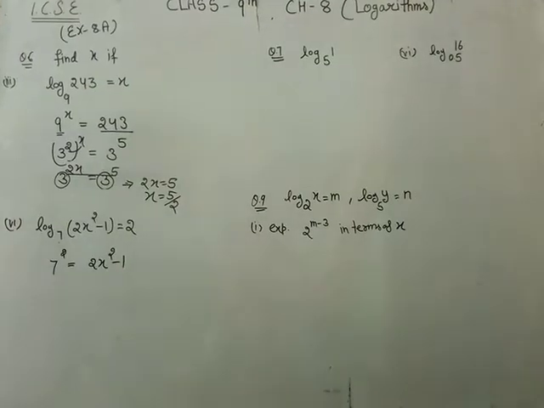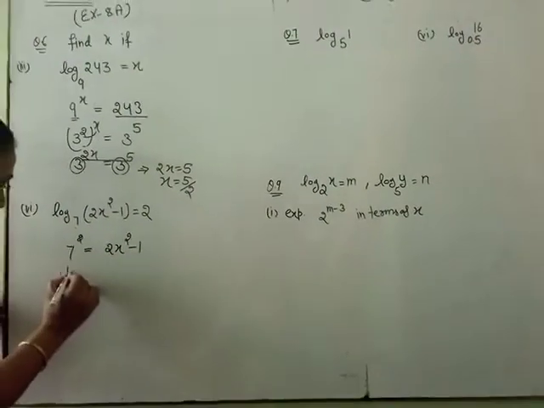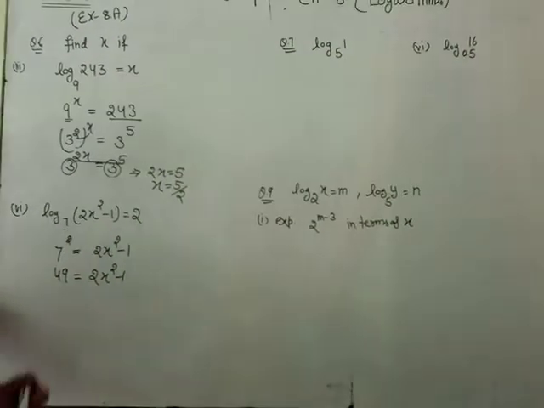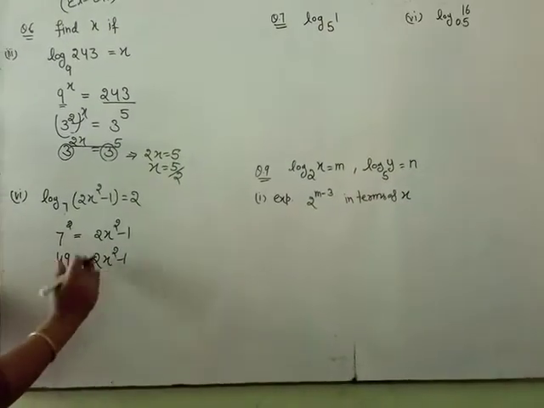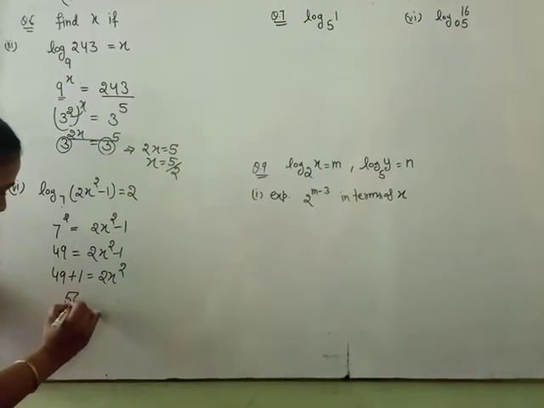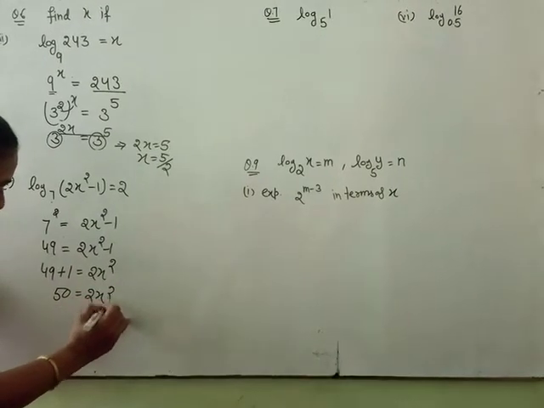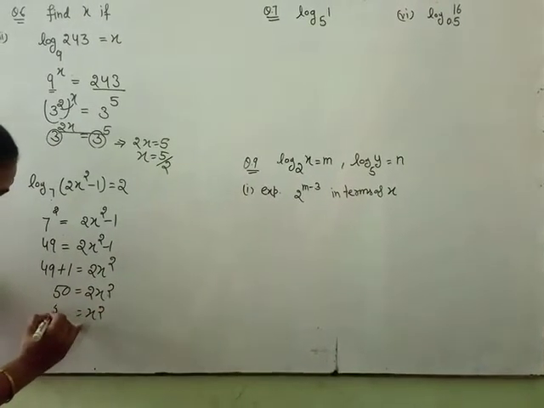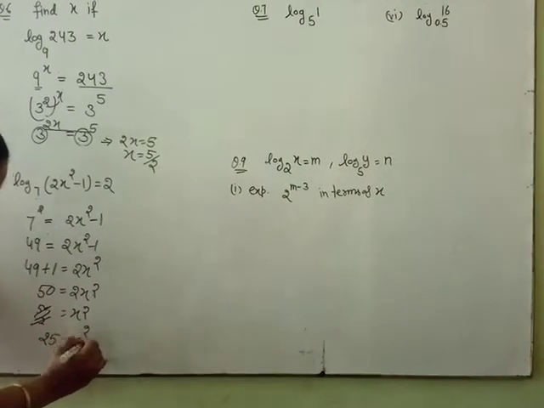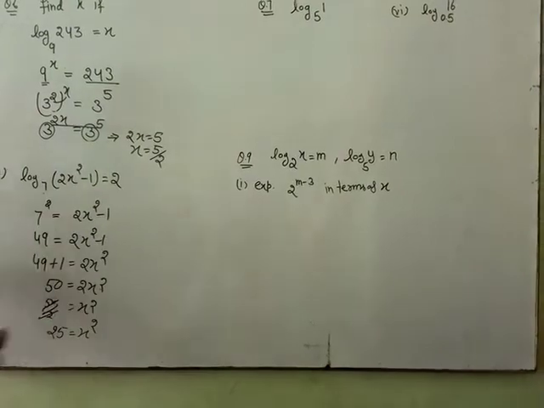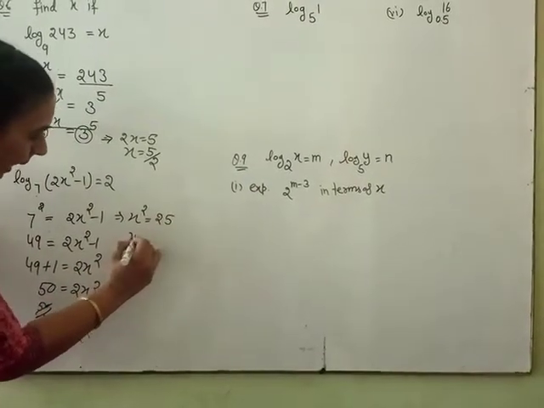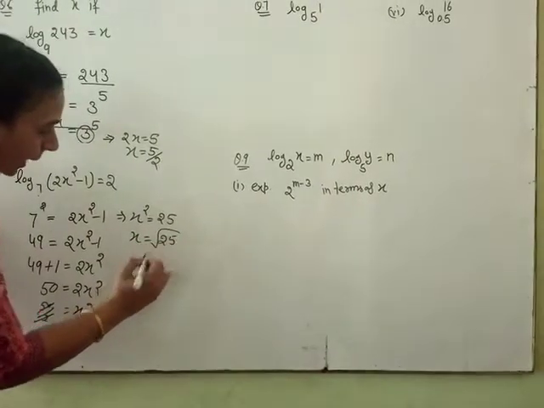Okay student, again 7 raised to the power 2 is 49, then 2x square minus 1. Okay, 49, then 1 on the left side plus 1, so 2x square, then 50 equal to 2x square, and x square equal to 50 by 2, and this equals 25. So x square equal to 25, then x is root of 25, then we take this plus minus 5.